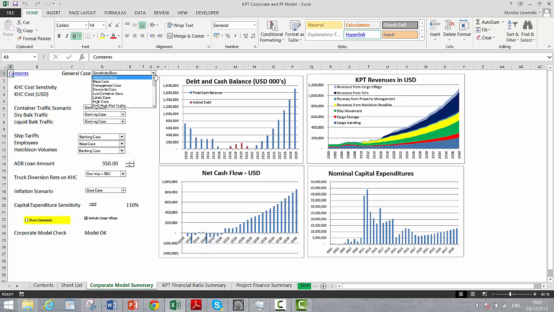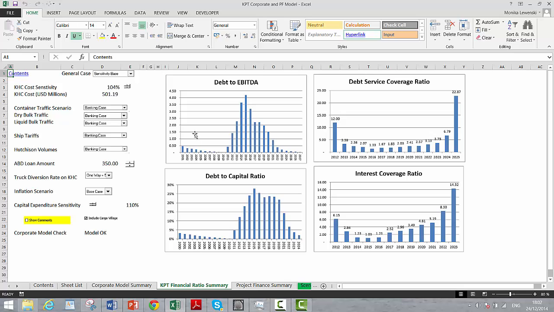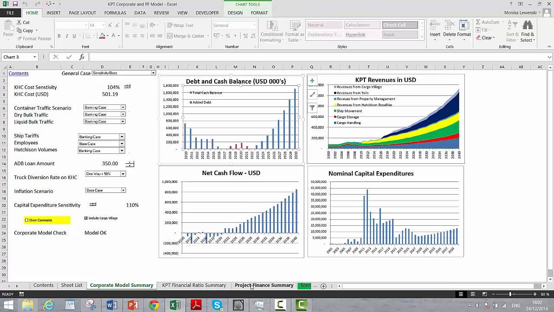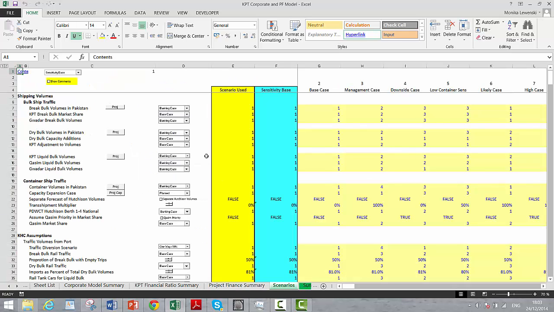If you click on a different scenario, you could see how much the debt changes and how much the revenue changes. And then on the next page, you could see what happens to the debt to EBITDA, which goes way up because they have to do borrowing for a whole lot of these capex that are supposed to increase the revenues.